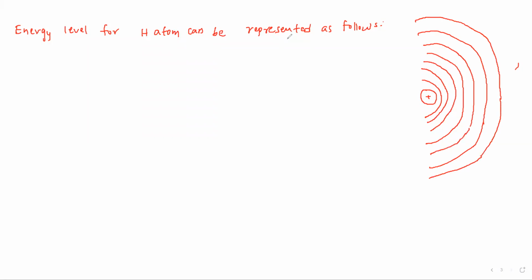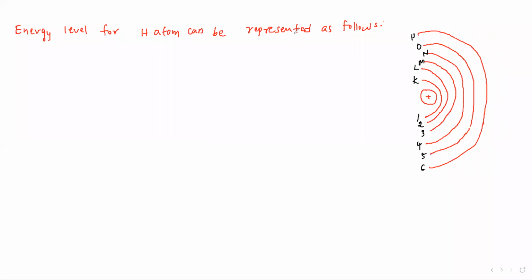Here we know the shells K, L, M, N, O, P, and Q also. How many energy levels? 1, 2, 3, 4, 5, 6. Up to P is enough. Okay, fine. And here we can represent it as 1, 2, 3, 4, 5, 6.